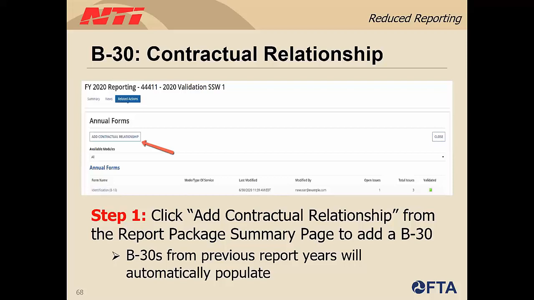In order to add a B30 form to your report package, you will click on the Add Contractual Relationship button at the top of your report package summary dashboard. All B30s from previous report years will generate during your report year kickoff as part of your report package. Since report year 2018, there are two types of B30 forms, one for van pool modes and one for non-van pool modes.